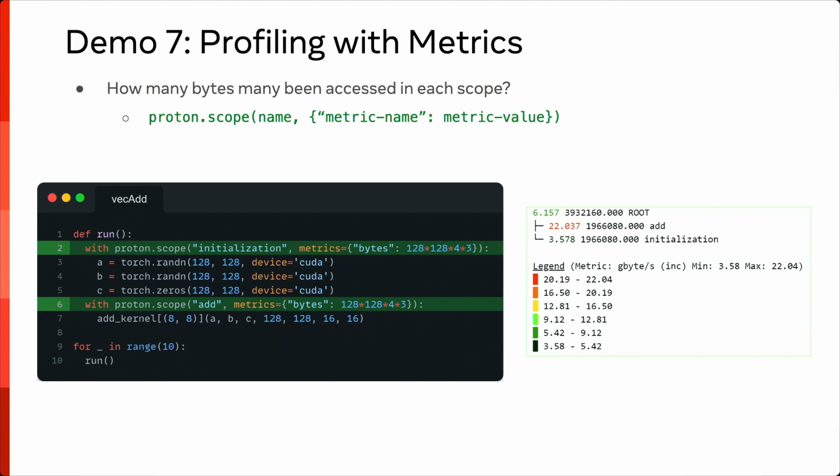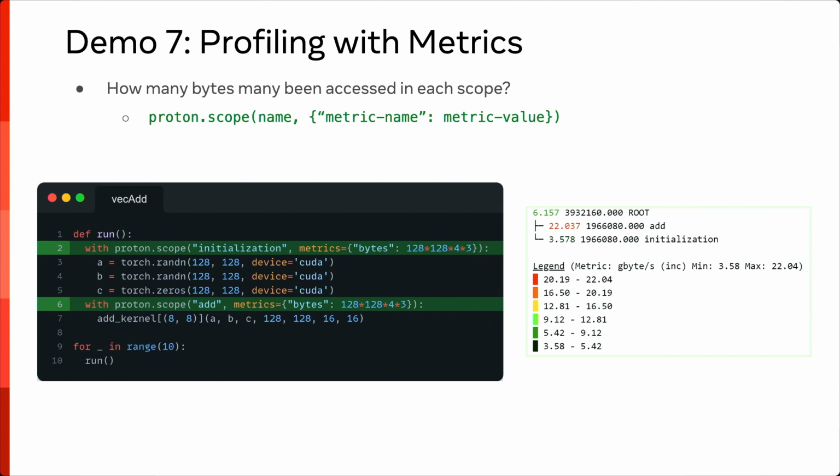So the total number of bytes will just be 128 by 128 multiplied by 4 bytes per element, multiplied by 3 tensors. In the scope, the total number of bytes we're going to access is 128 by 128 by 4 by 3, because we still access 3 tensors. Then we are going to run this function 10 times.